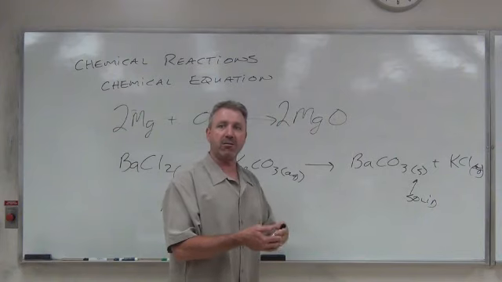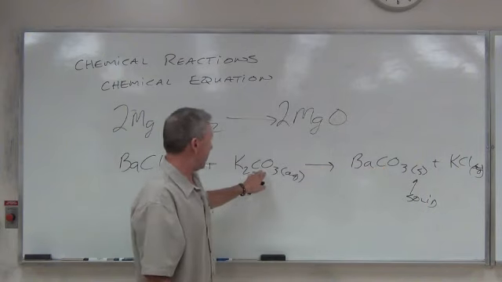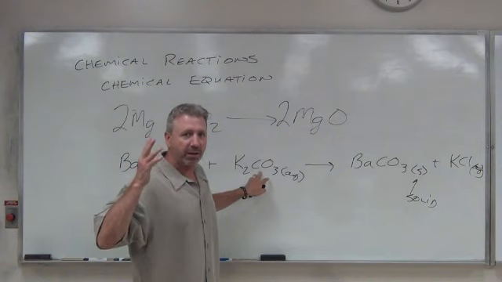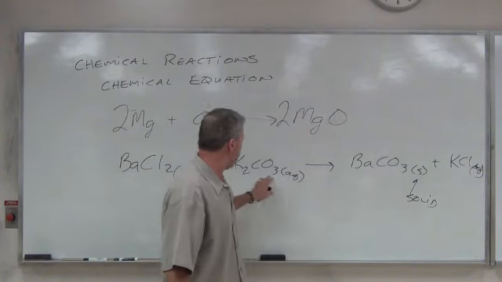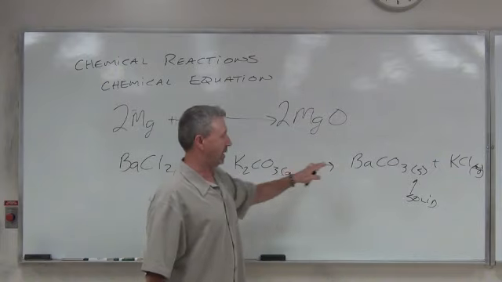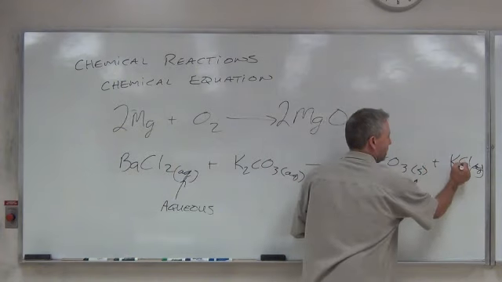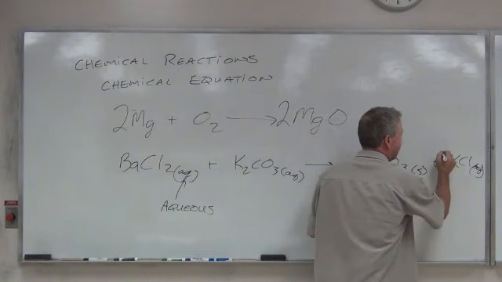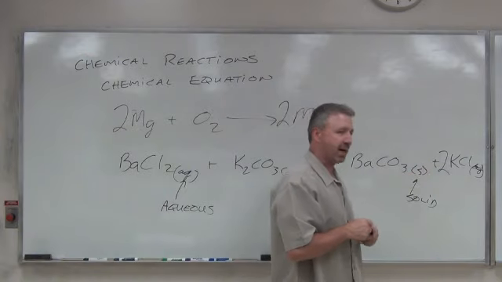When you balance chemical equations, you need to go atom by atom by atom. But if you see a polyatomic ion on both sides, it's not horribly bad to balance the entire polyatomic ion. So I see one carbonate here, one carbonate here. How many Ks, potassiums on the left? Two. How many on the right? One. How am I going to fix that? No, can't do that, huh? Two. Now I have two KCl.